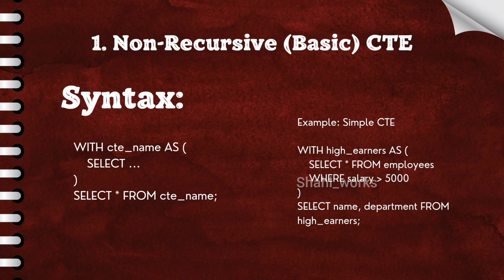Also on the right side I have shown an example, look into that. WITH CTE name high_earners AS, open bracket, SELECT * FROM employees. Here the condition is a must, so WHERE salary > 5000, close the bracket. After this the second select starts: SELECT name, department FROM, and at last your CTE name, high_earners.